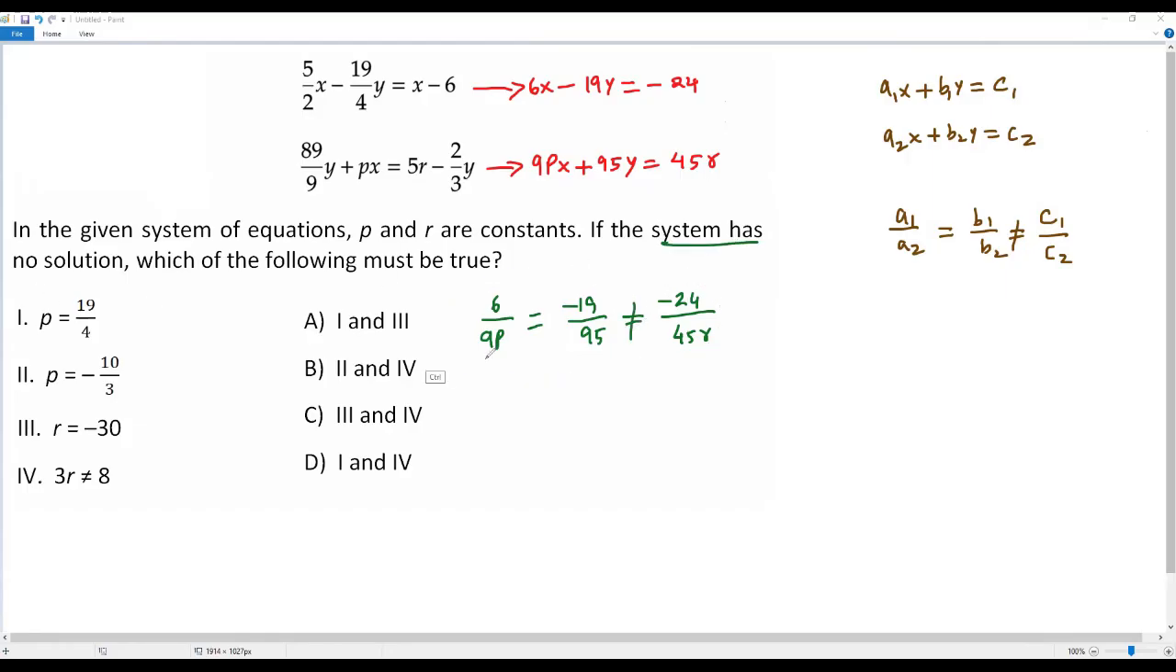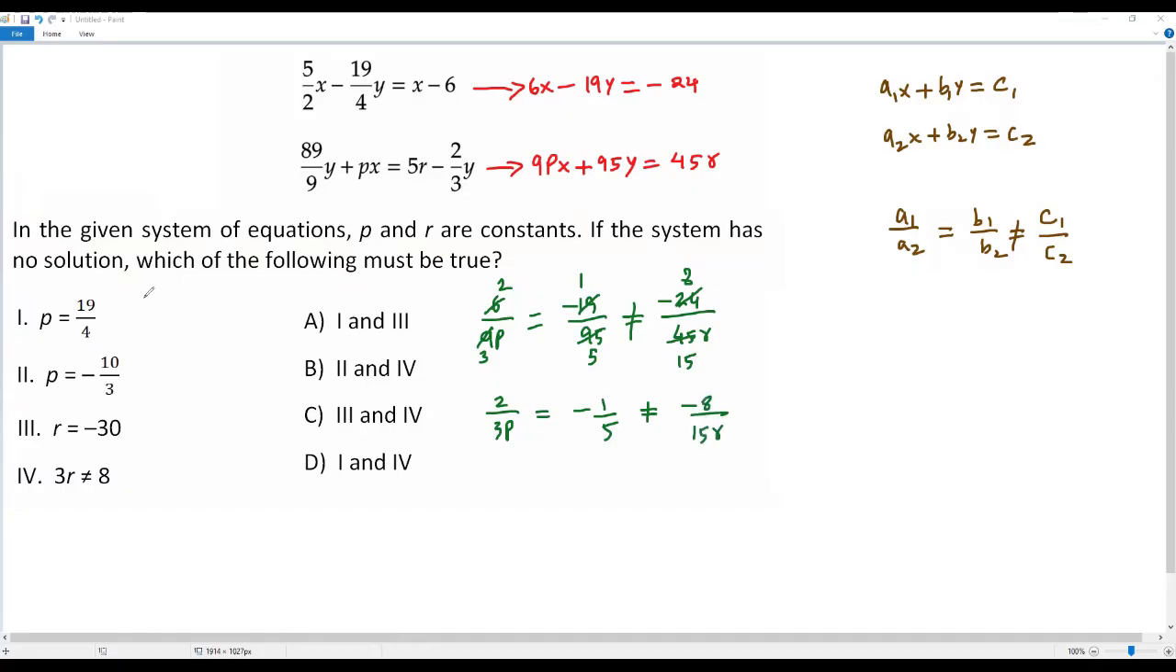So this is the result we get based on the given information. And also let's do some simplification in each ratio over here. 3 goes into 6 2 times and 3 goes into 9 3 times. Here 19 goes into 19 1 times and 19 goes into 95 5 times. Okay, here 3 goes into 24 8 times and 3 goes into 45 15 times. Then we get 2 over 3p equals negative 1 over 5 is not equal to negative 8 over 15r.